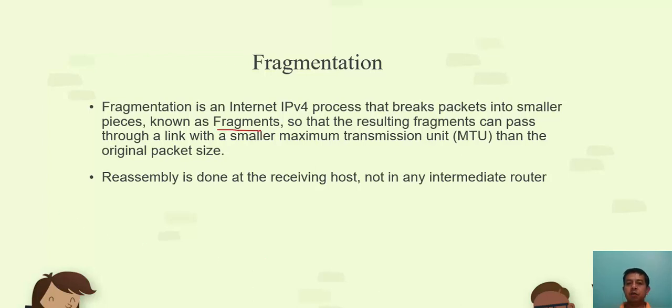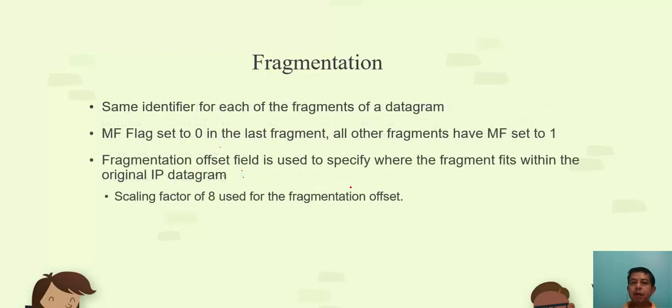Okay, so fragmentation is an Internet version 4 process, because we'll later see that Internet version 6 does not support fragmentation. So fragmentation is a process that breaks datagrams into smaller pieces, and each of the smaller pieces is known as a fragment. So why do we do fragmentation? So that the resulting fragments can pass through the data link layer, which has a smaller MTU than the original datagram. And as we have mentioned, this reassembly is done at the receiving host only, not in the intermediate routers.